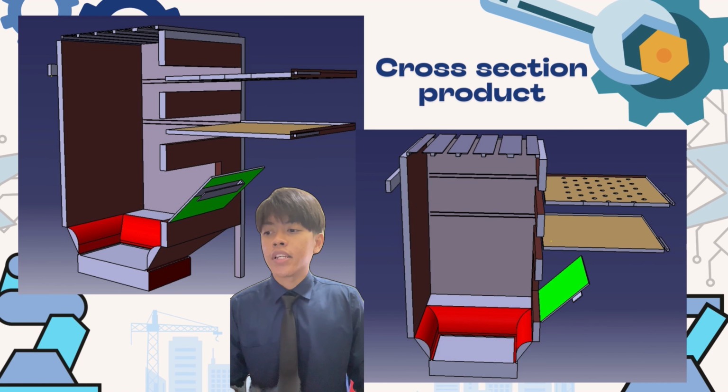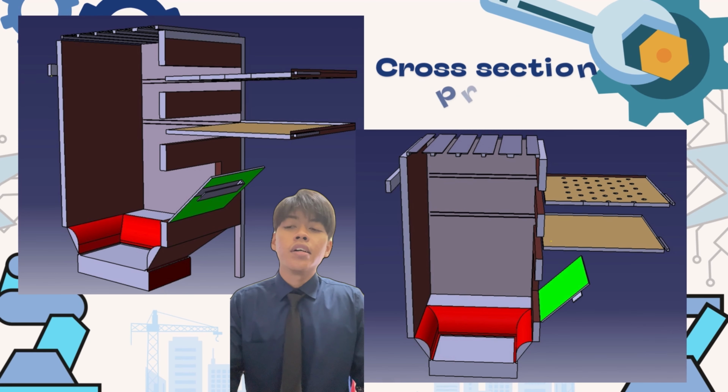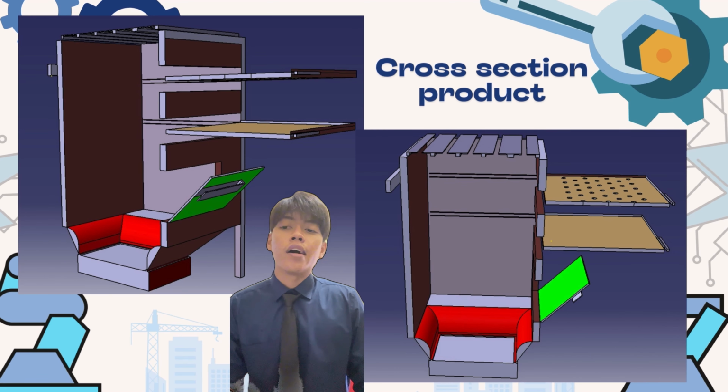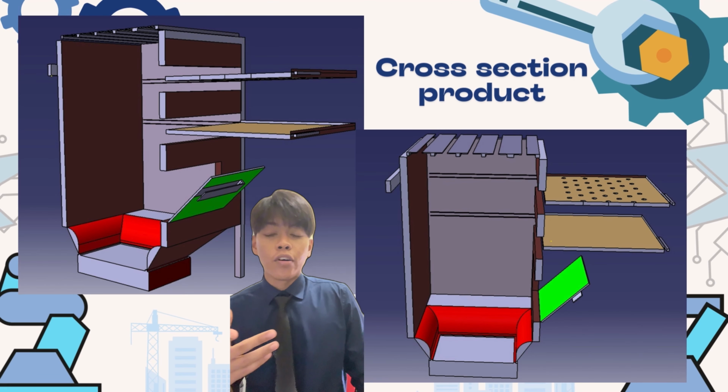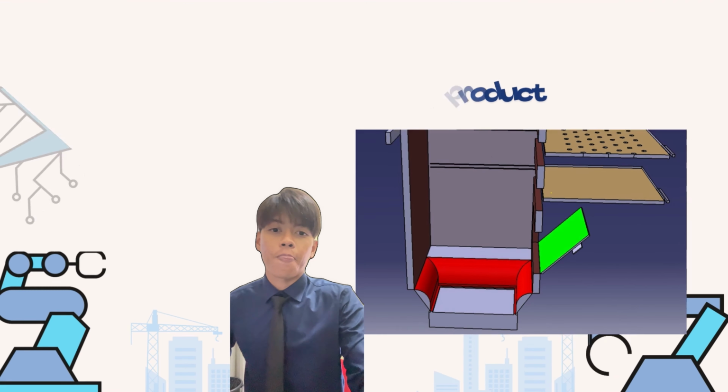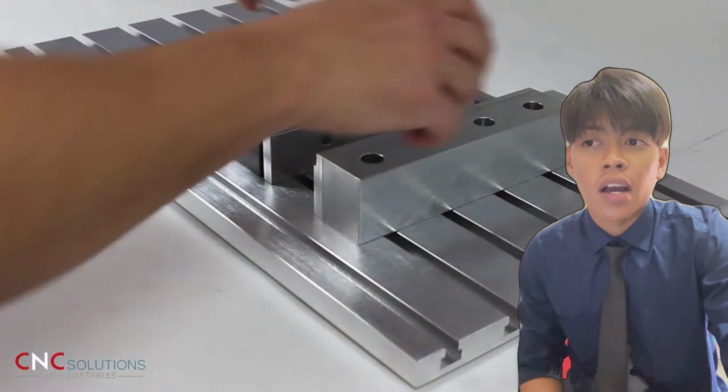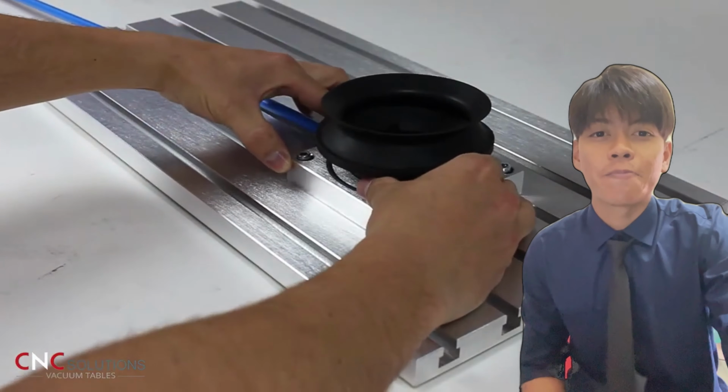Okay. As you can see on the cross section of the product, there's a line of holes so that the iron dust can fall off from there. Okay, next I'll be showing you guys the T-slot base, the demonstration of the T-slot base.